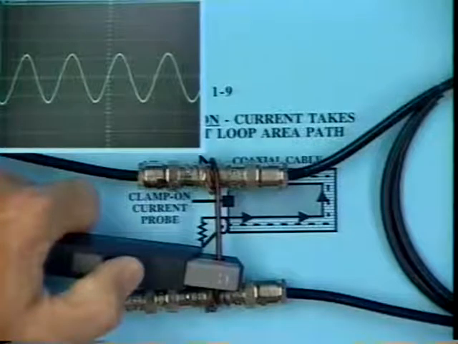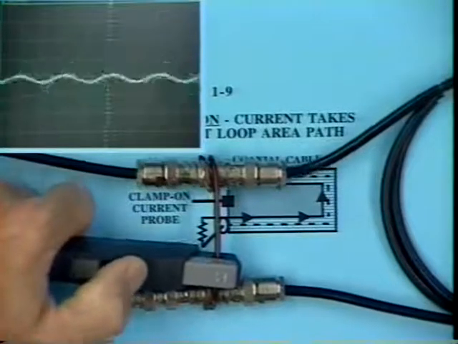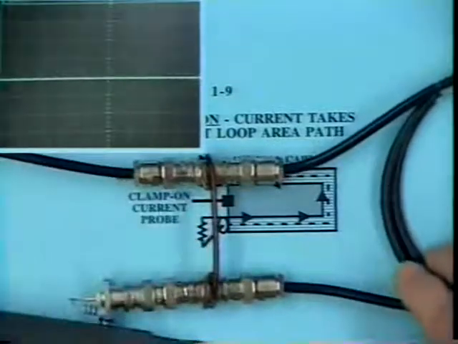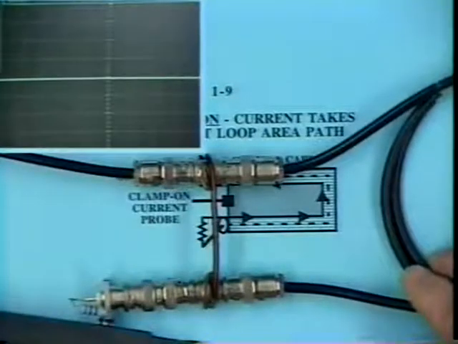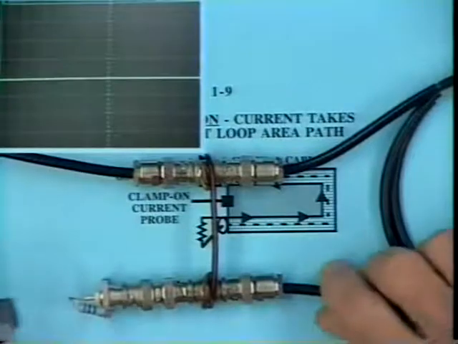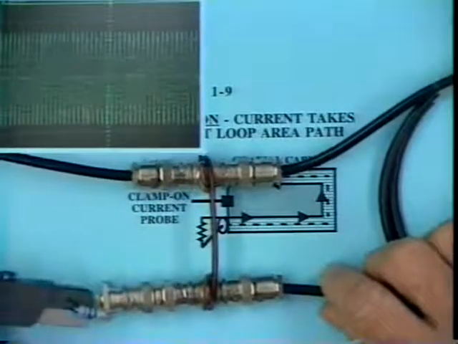But this is at 1 kilohertz. At 1 kilohertz, we expect the resistance to dominate the path. Let me increase the frequency. I'll go up to 10 kilohertz. Let's again check how much current is there through the resistor.